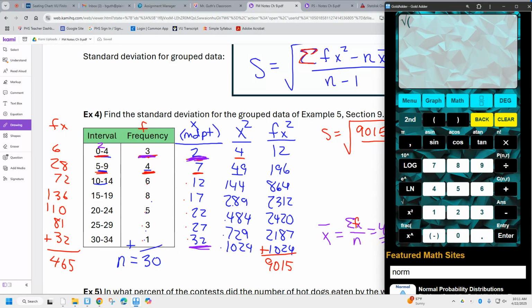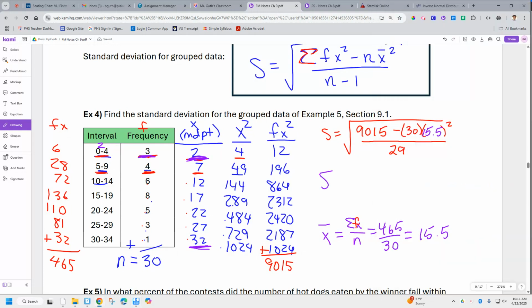Square root of fraction 9,015 minus 30 times 15.5 squared divided by 29. 7.89. S, the standard deviation, is about 7.89.